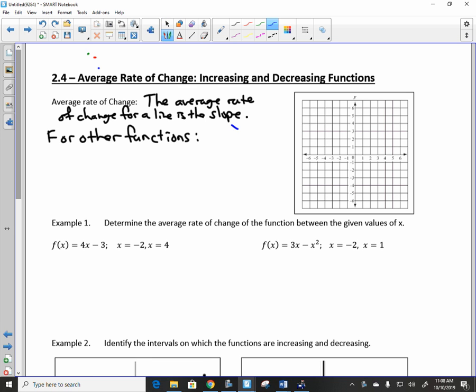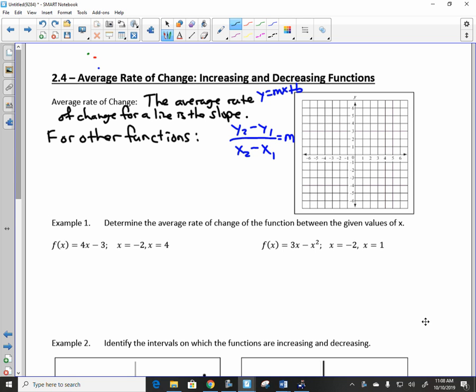So slope, y sub 2 minus y sub 1 over x sub 2 minus x sub 1, is equal to m. Or if you have y equals mx plus b, obviously just look at m. There, it's pretty easy to see what the average rate of change is if you've got a line. But what if you don't have a line? How do you determine average rate of change?